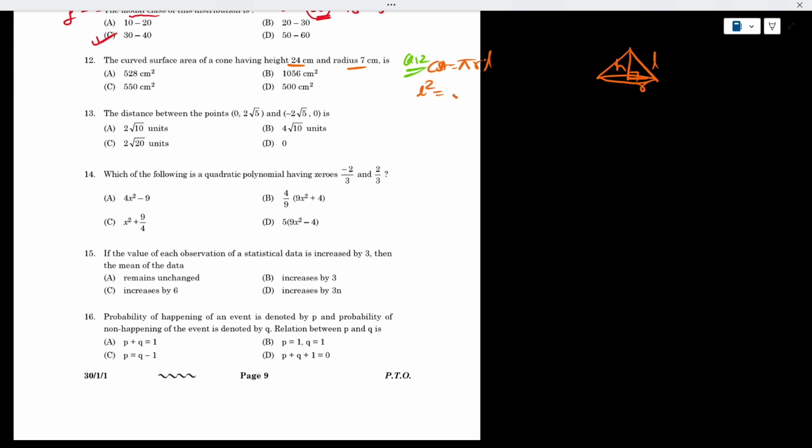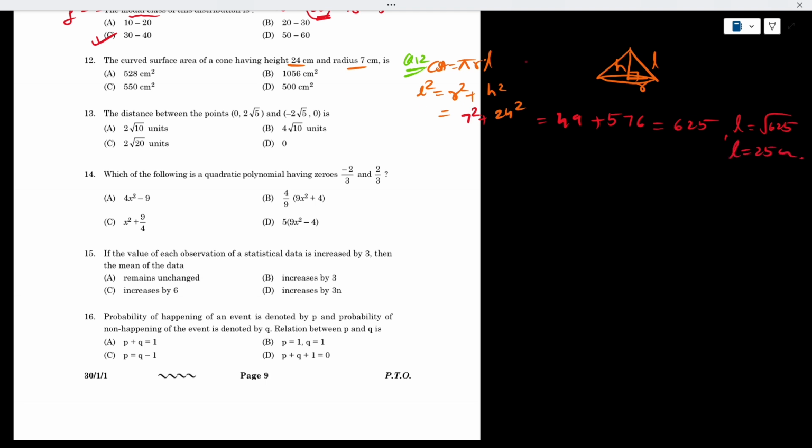l² is equal to r² plus h². The height is given as 24, so 24 squared, and the radius is given as 7 centimeter, so 7 squared. When you simplify, it will be 49 plus 576. When you add, it is going to be 625. So what is l? It will be the square root of 625. So l is nothing but 25 centimeter.